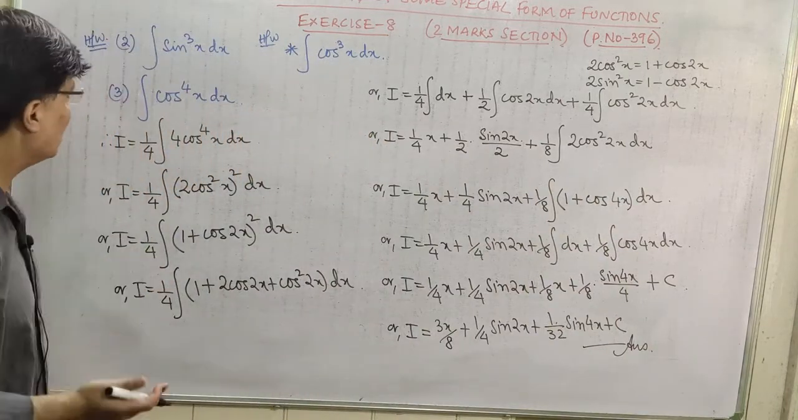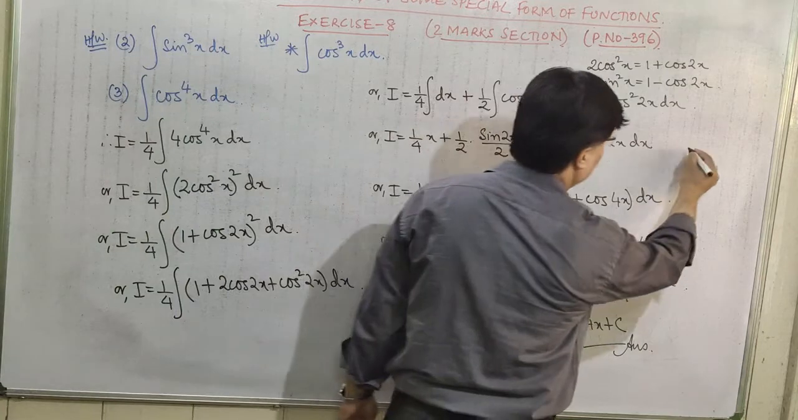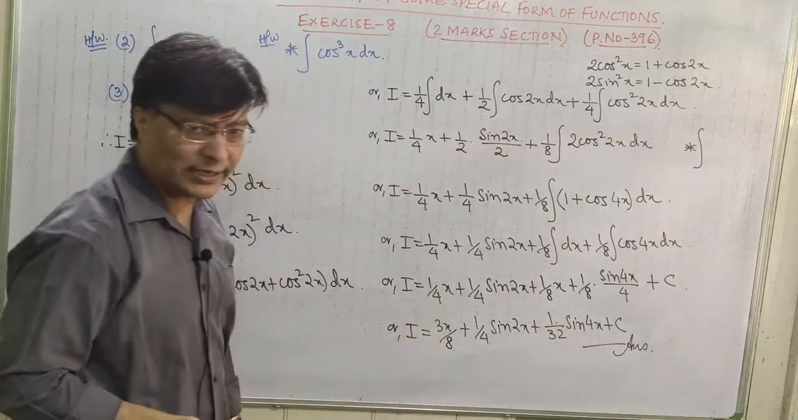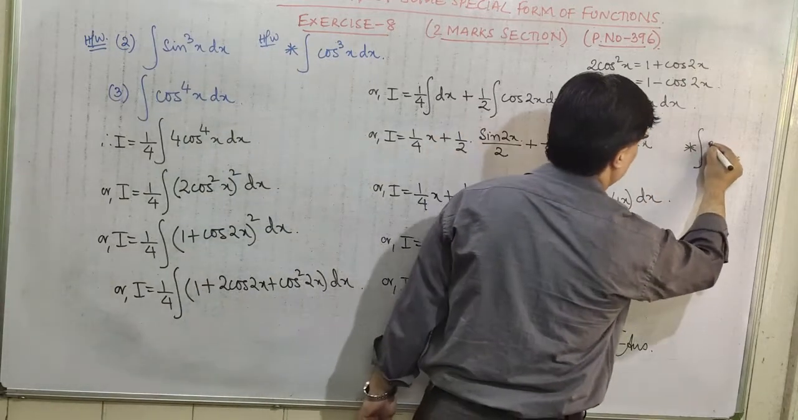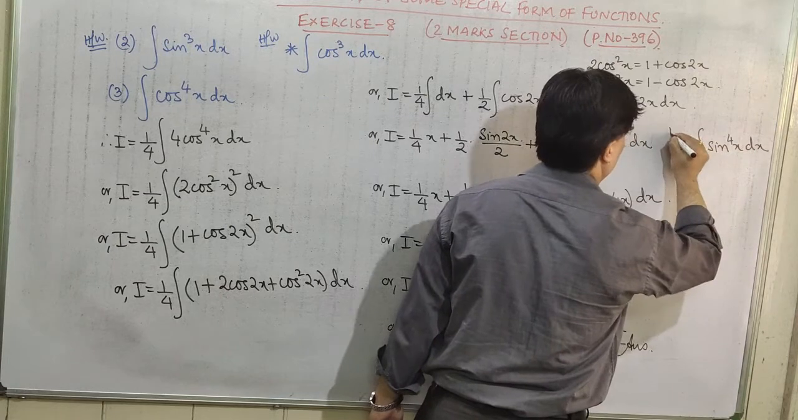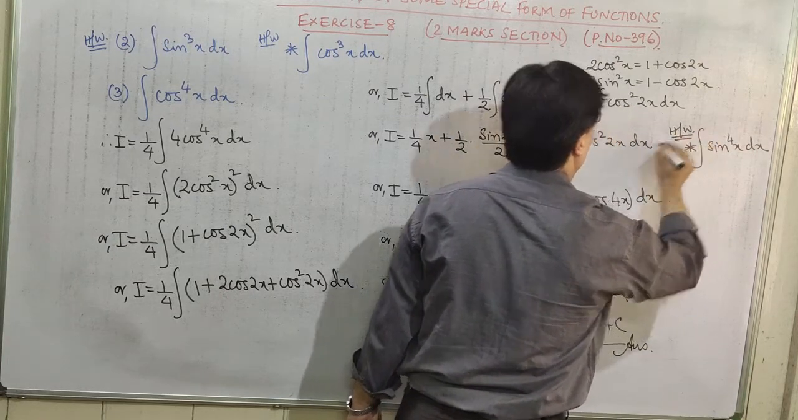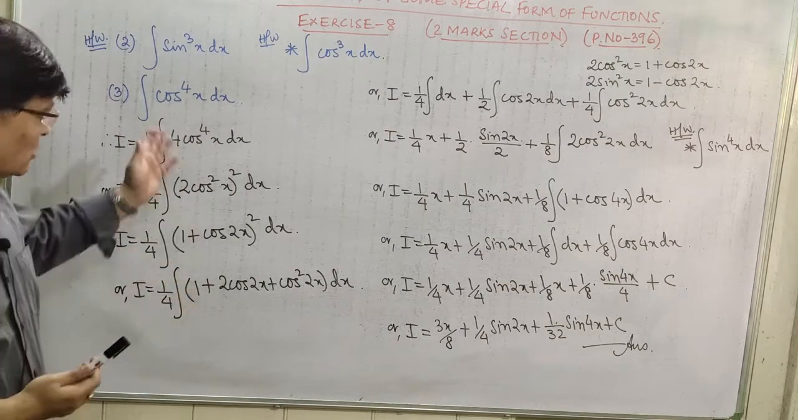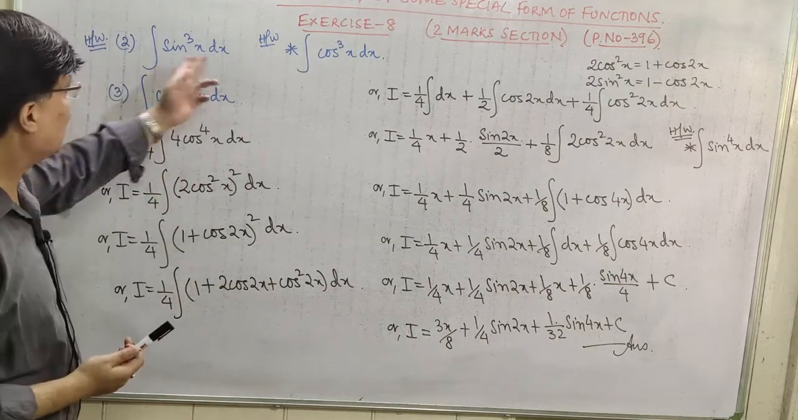Okay, similarly you can do this problem, that is, instead of integration of cos to the power 4x dx, you may have integration of sine to the power 4x dx. So this is also your homework. Okay, so I think you have understood it, so you can copy it, and these three are your homework.